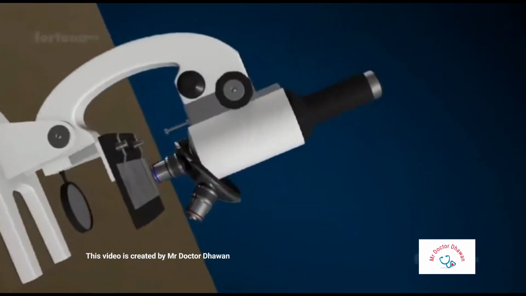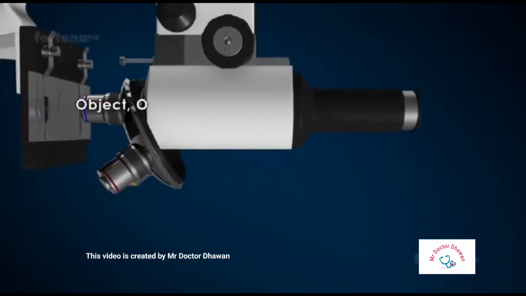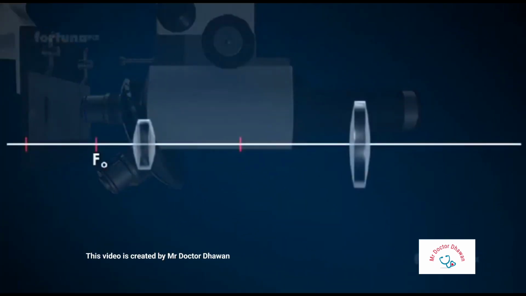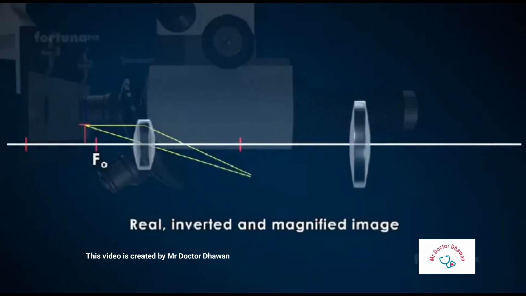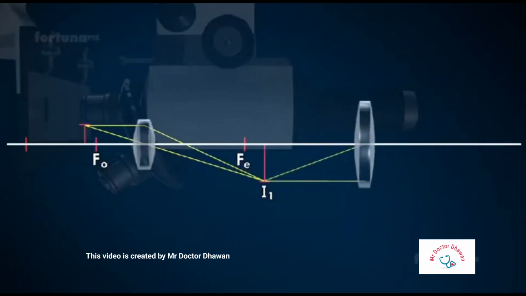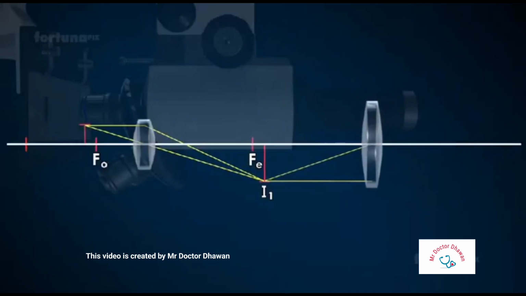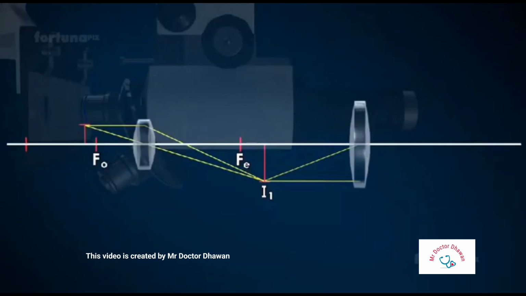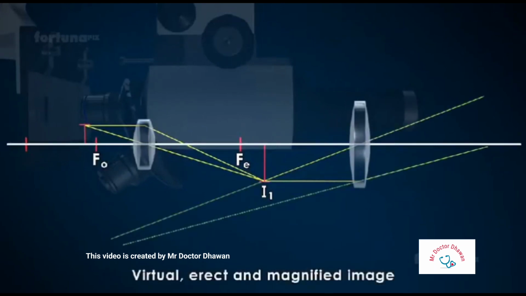Working of the compound microscope. The object O is placed just outside FO, the focus of the objective lens. A real, inverted and magnified image, I1, is formed. The magnified image, I1, acts as an object for the eye lens. The eyepiece is adjusted such that the image I1 lies within the focus of the eyepiece, FE. The eyepiece functions as a magnifying glass and forms a virtual, erect, and magnified image, I2, of the object.